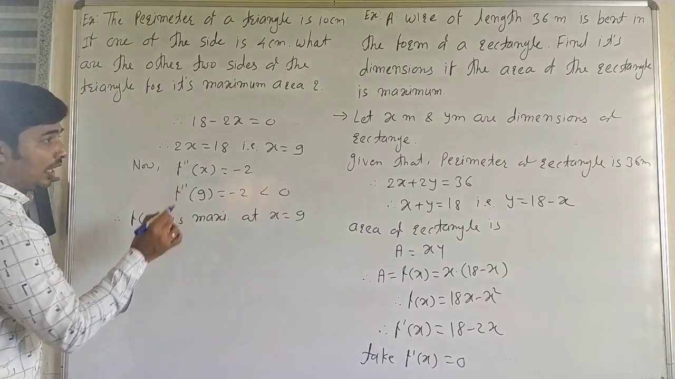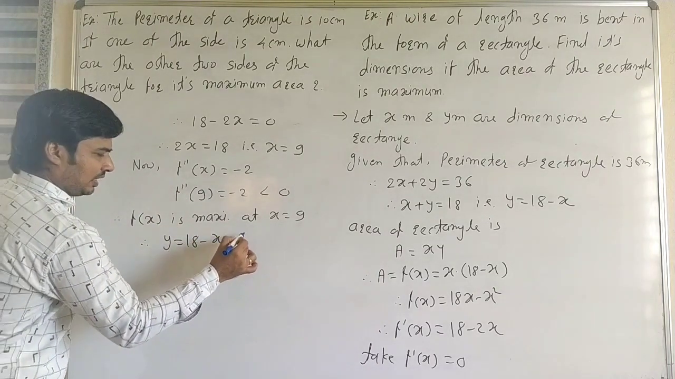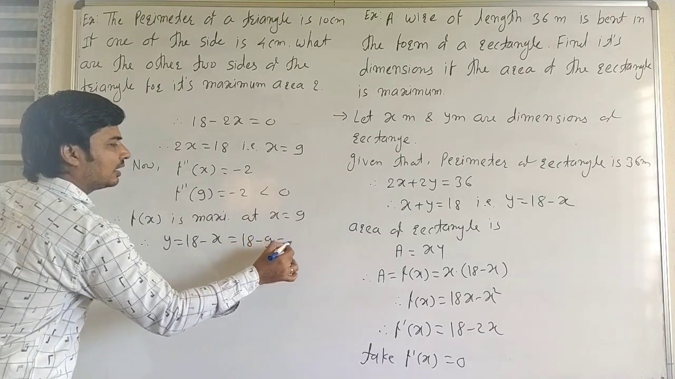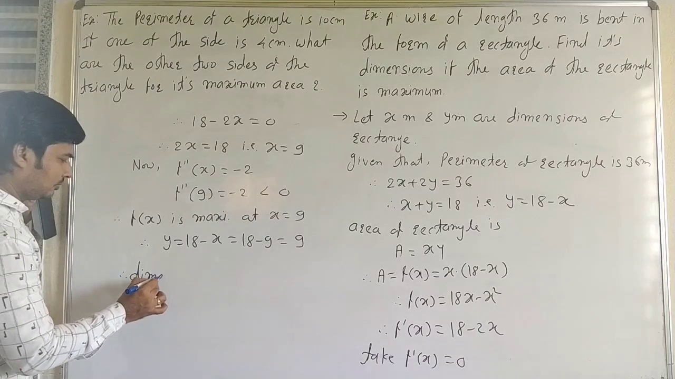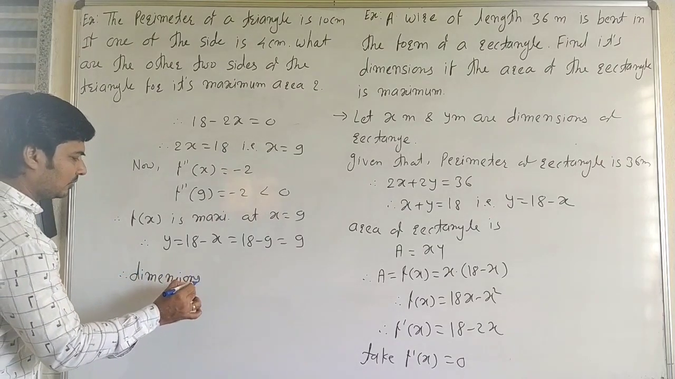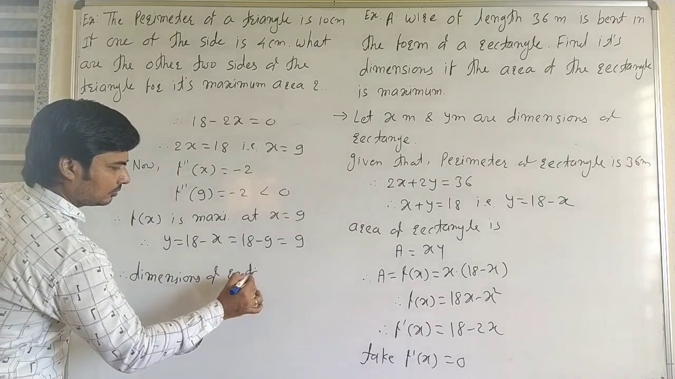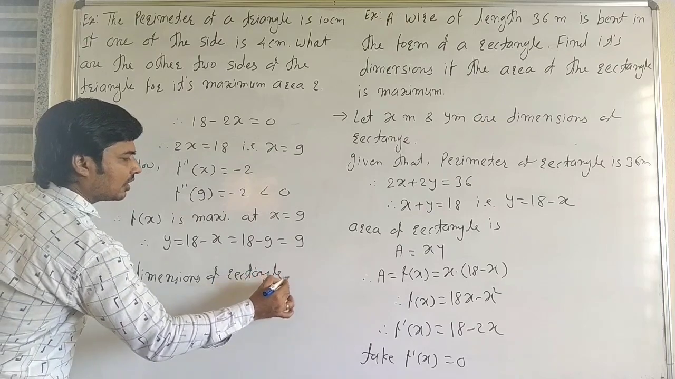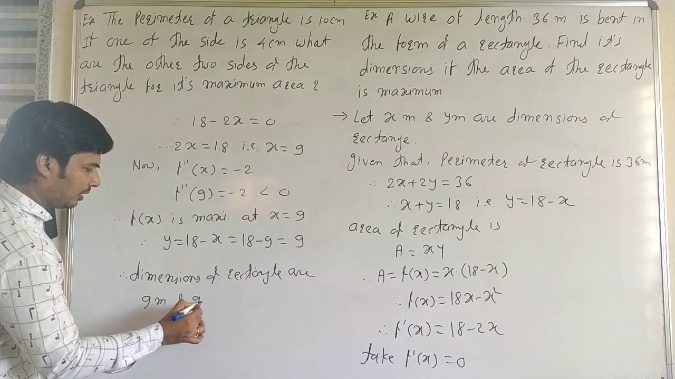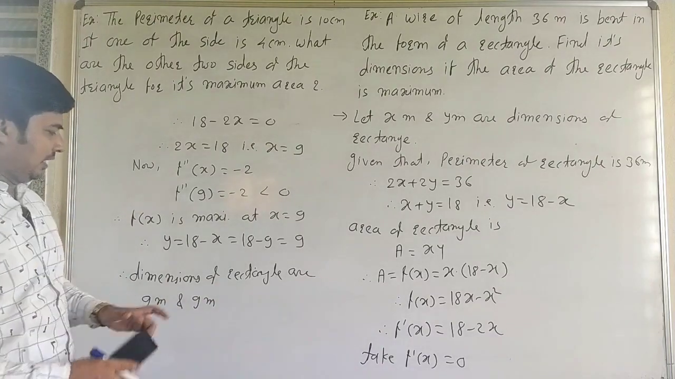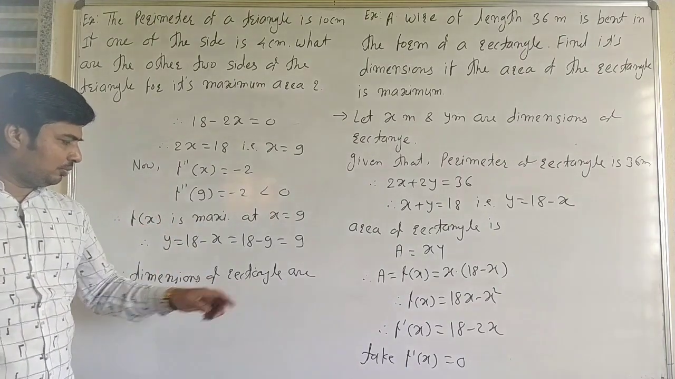And therefore, y is equal to 18 minus x, then 18 minus 9, and therefore 9. Therefore, dimensions of rectangle are 9 meter and 9 meter. When area is maximum, when f of x is maximum, then these are the dimensions.